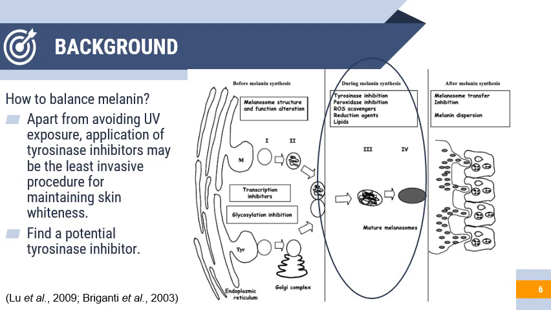And how can we balance the melanin? Apart from avoiding UV exposure, application of tyrosinase inhibitors may be the least invasive procedure for maintaining skin whiteness, and we can find a potential tyrosinase inhibitor. And this is the schematic illustration of the possible approach to interfere with the melanogenesis pathway. A tyrosinase inhibitor inhibits the process during melanin synthesis.